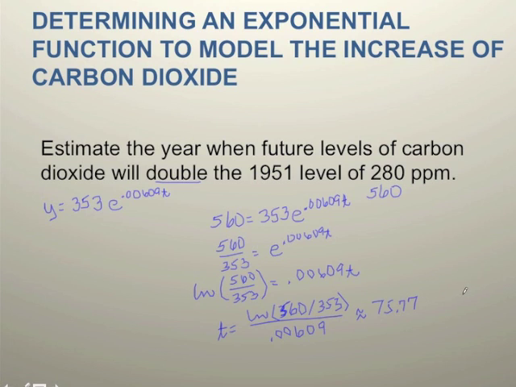75.77, or I can add that onto my 1990, and I find that that is 2065.77. So during the year 2065, the carbon dioxide in parts per million is estimated to double the amount we had in 1951. So that would be my solution.